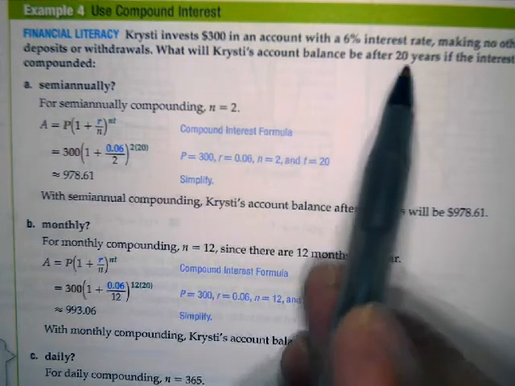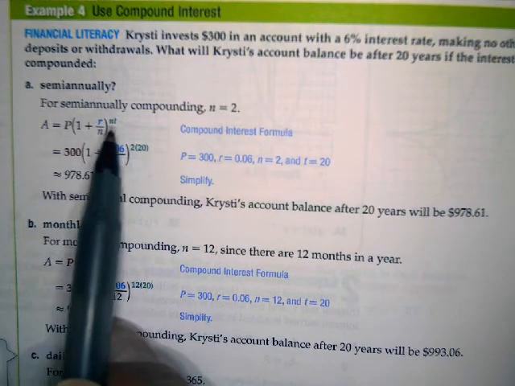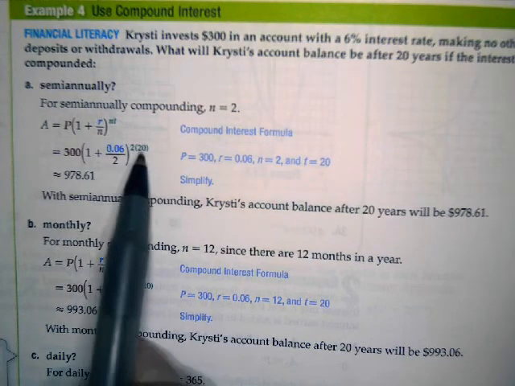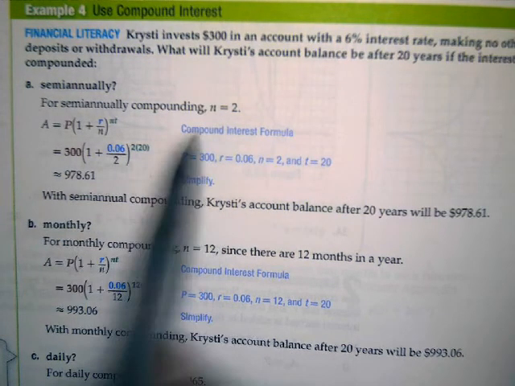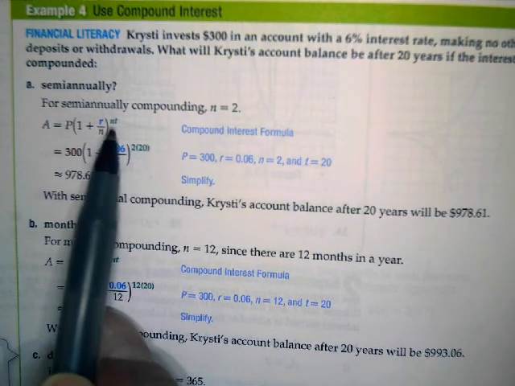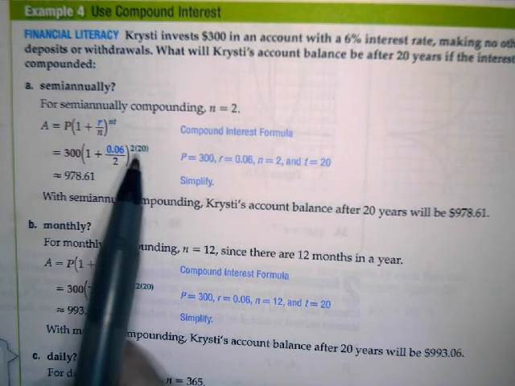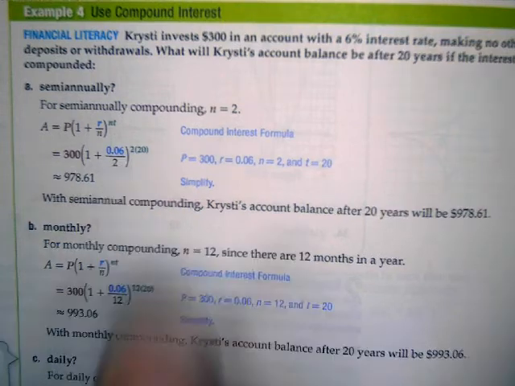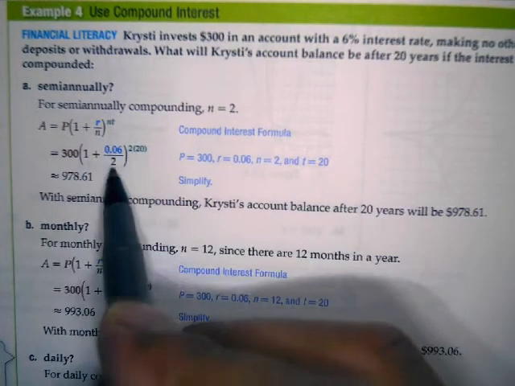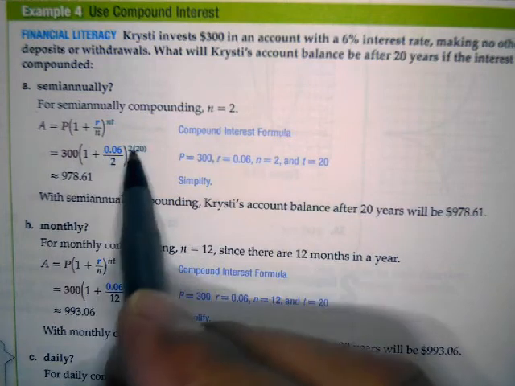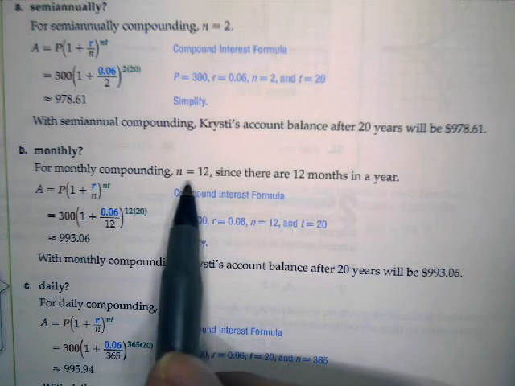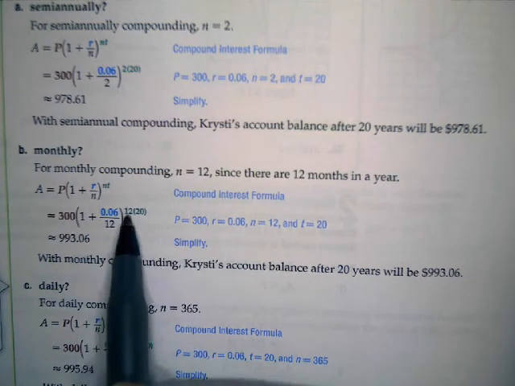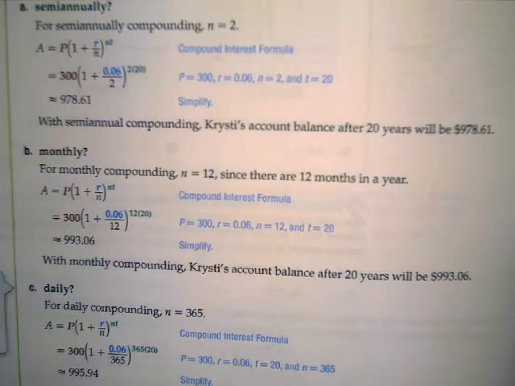And again, making no withdrawals or no deposits. What will Christy's account balance be after 20 years? That's time, that's the T. N times T is up here in the exponent, 20 times what? And then N is 2. So that's why it's 2 times 20, because it's N times T. N is 2, the T is 20. Okay? So everything else stays the same. This 2 is here, and the N is here, and the N is here. So it's 2 and 2 because N is 2. But if you look at this one, you're compounding it monthly, so your value of N is 12. See, that's why now it's 12 here and 12 here.